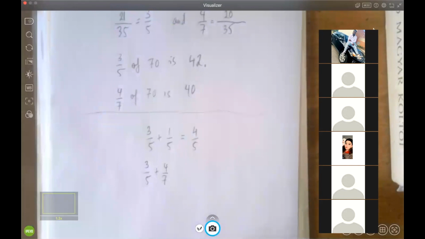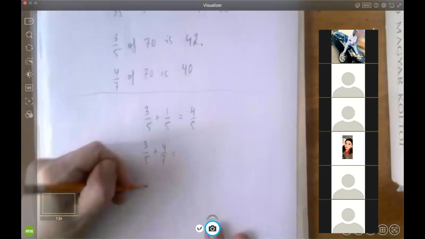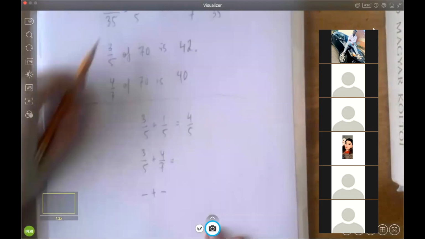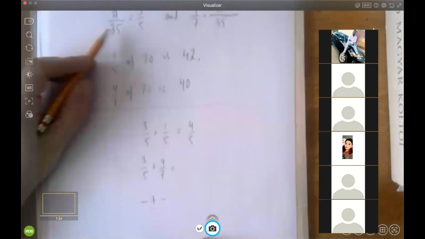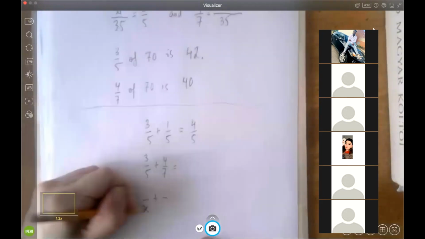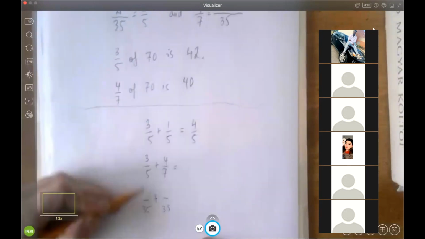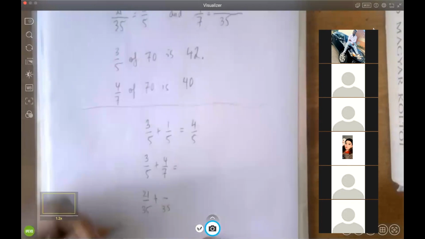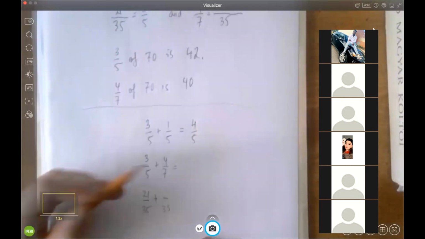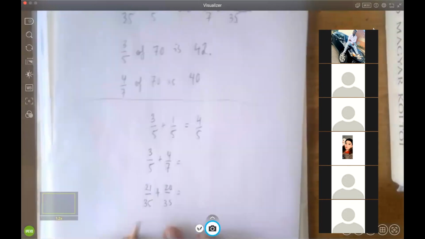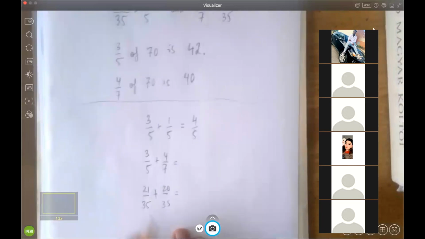So this would be 3 over 5. So you diagnose first 35, and then 5 to 35, that was 7. 3 times 7 is 21. 7 to 35, that's 5. 4 times 5 is 20. And now that they have the common denominator, we can add the top.